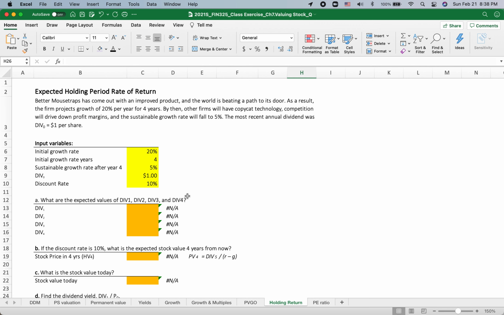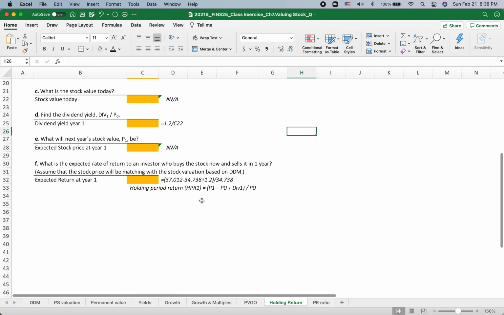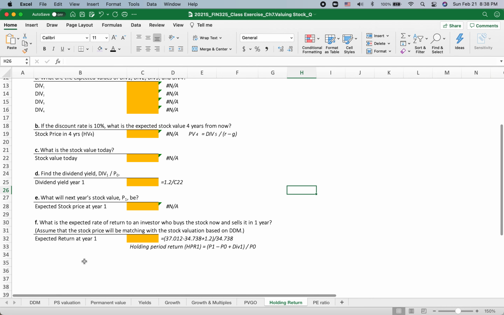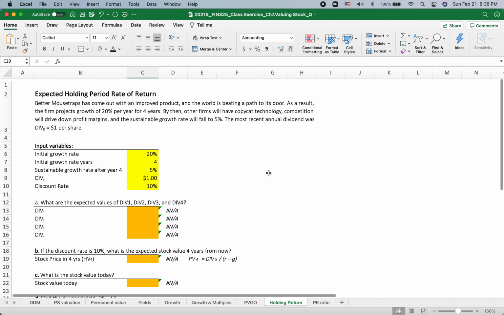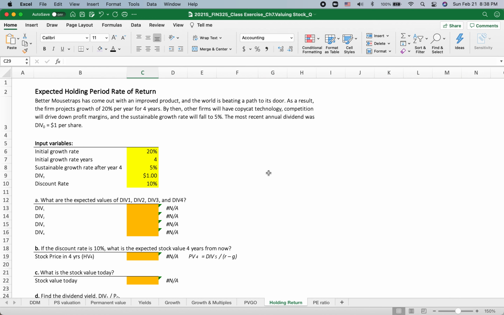Now, let's apply the sustainable growth rate, non-constant growth, and the constant dividend discount model in this practice. And then we'll also calculate the expected rate of return based on the holding period return concept. Okay, the expected holding period rate of return.